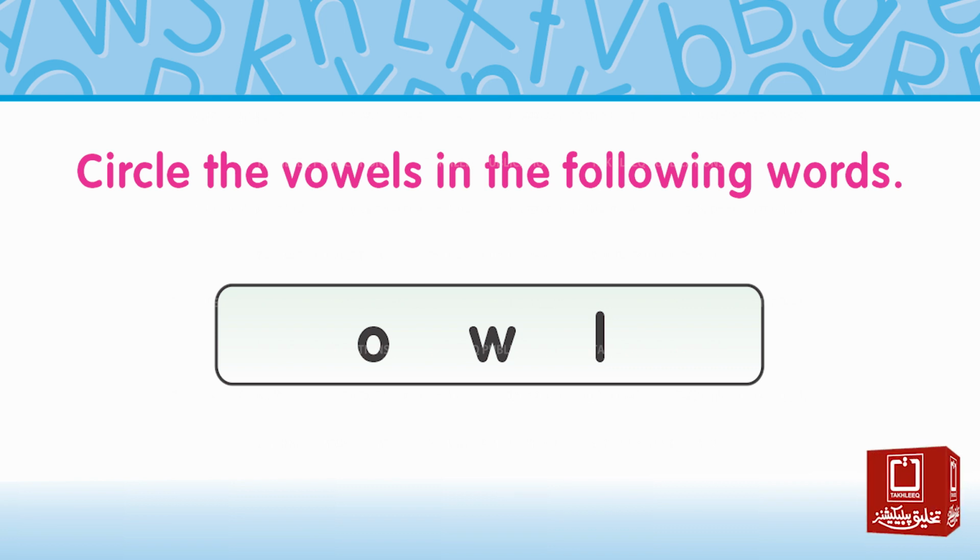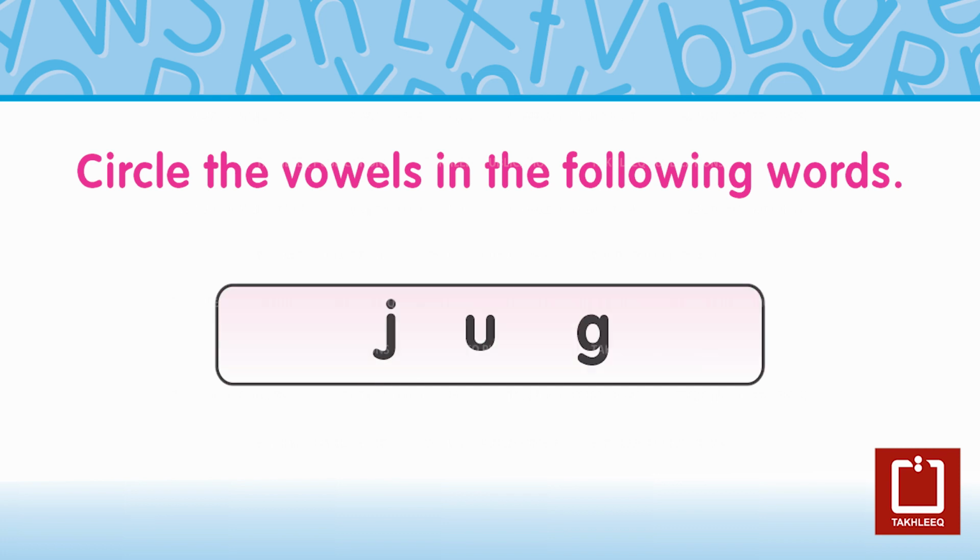Here is a word owl. O-W-L. Owl. O is vowel in the word owl, so we encircle O. Here is a word jug. J-U-G. Jug. U is vowel in the word jug, so we encircle U.